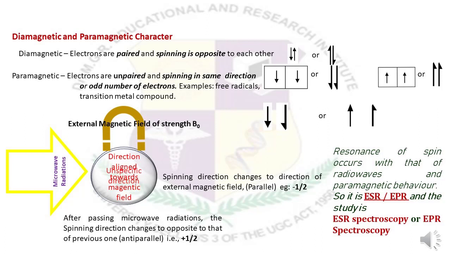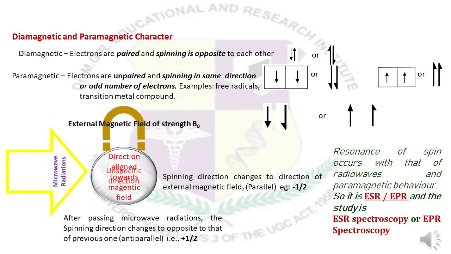The other type of magnetic character is paramagnetic, where elements or compounds have unpaired electrons and the spinning is in the same direction, or if it has an odd number of electrons, like only one electron or 3 or 5 electrons, as in free radicals or transition metal compounds which have d electrons unpaired, and the spinning is in the same direction. Then the total magnetic quantum number will not be zero, and that will contribute to paramagnetic property.